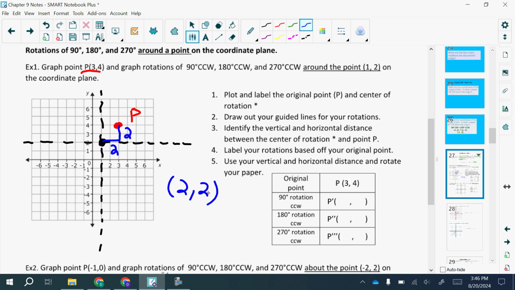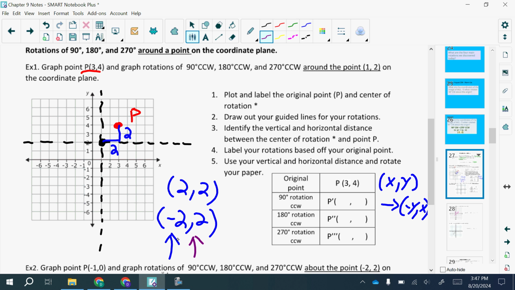Those rules we learned for rotating about the origin, we can still use them. The thing is, you cannot use them on the original ordered pair. You have to look at the change in X and change in Y, and then use the rule for that. So don't forget, for a 90-degree counterclockwise rotation, we go from (x, y) to (-y, x). So (2, 2) now becomes (-2, 2). And this is the direction we are going to move in the X and Y direction from our center of rotation.